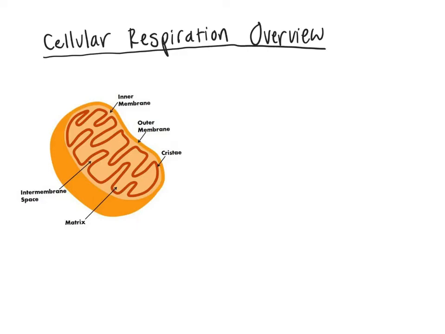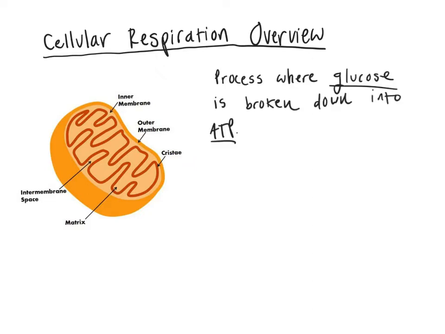Hey guys, this video is going to be an overview of cellular respiration, which is the process where we take carbohydrates like glucose and break it down into a usable form of energy that we like to call ATP. This process is going to occur in a special organelle called the mitochondria, which I have drawn right here.